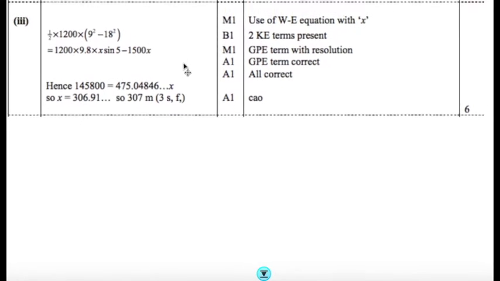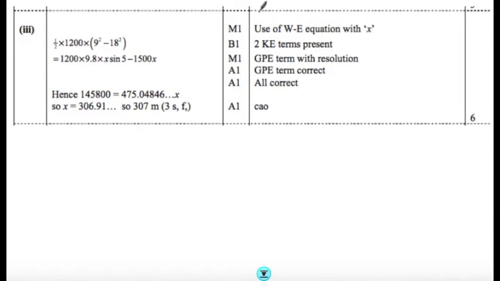Good. Right, so use of a work energy equation with x, which we've got. A mark for two kinetic energy terms present, a mark for a GPE with resolution, so using this sine 5, a mark for the GPE term correct, so you get 2 marks in that GPE term, which is good, and a final mark for getting them all correct. So essentially you get 5 out of the 6 marks for getting all these terms together without them even being in an equation. Well, I guess that last mark might be for having it in an equation. And then finally an answer mark for 307 meters.